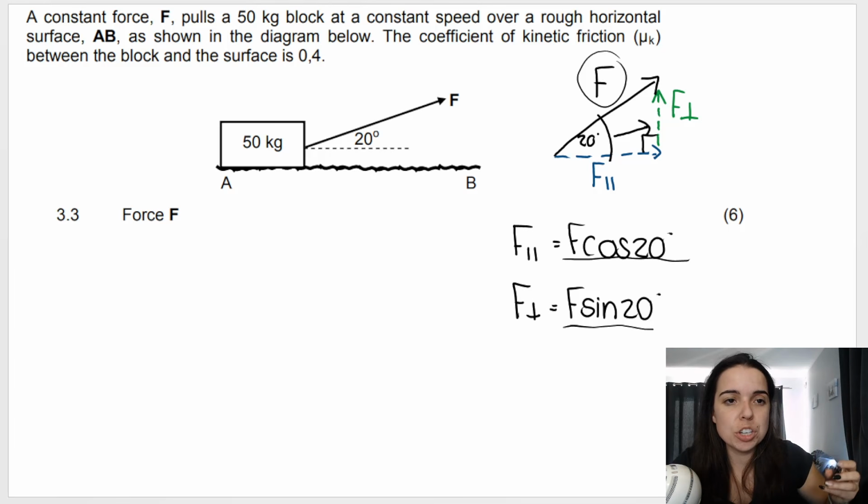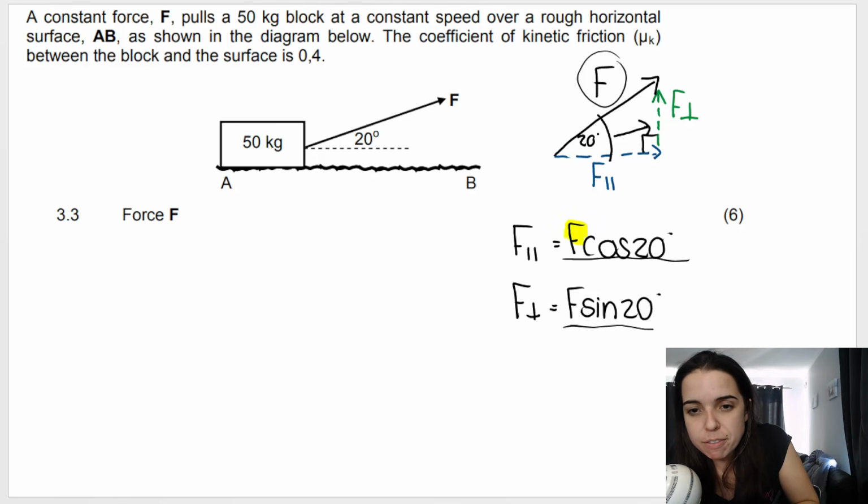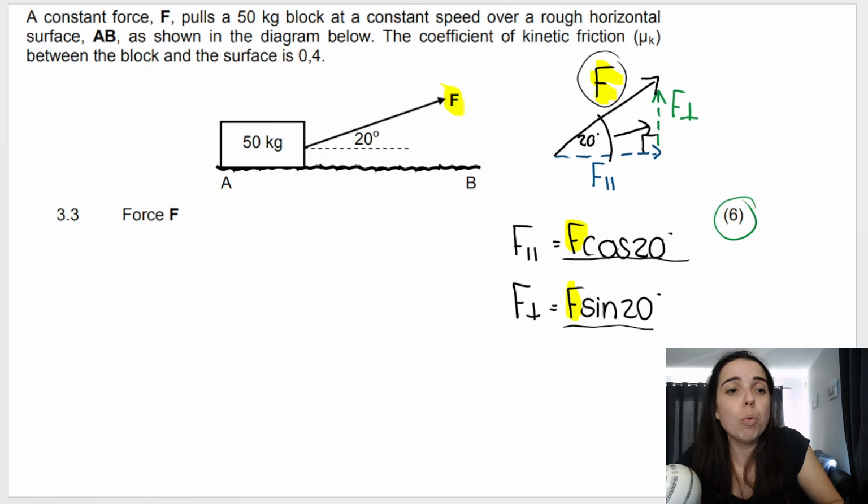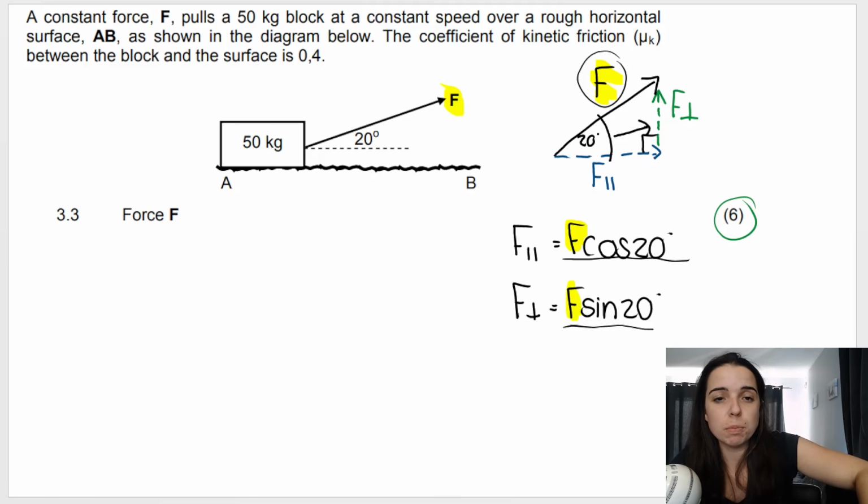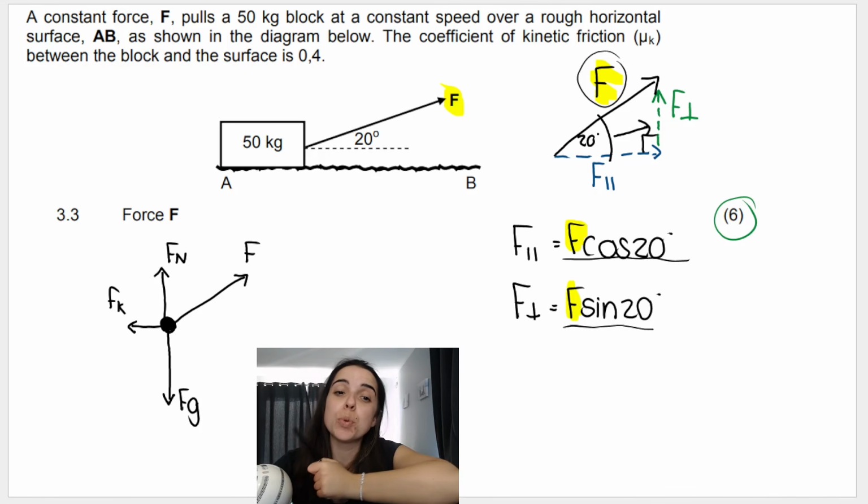So basically what the question is asking me to do is find the value of F. What is the value of F? And it's 6 marks. This is a lot of marks. So what I want us to do is first relook at our free body diagram. This is why a free body diagram is so important. So this is my free body diagram. This is the one that I drew for marks.